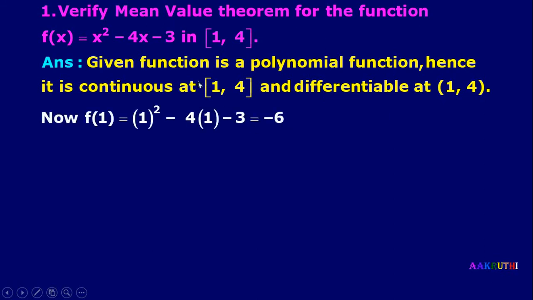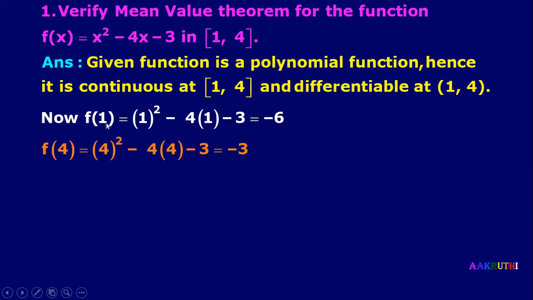So next we find f of 1. Now here the a value is 1, so we find f of 1. F of 1 is 1 square minus 4 into 1 minus 3. And 1 square is 1, minus 4 into 1 is minus 4, and it is minus 3. So it is 1 minus 4 minus 3, which is minus 6. So f of 1 is minus 6. So next we find f of 4. Here the b value is 4. So f of 4 is 4 square minus 4 into 4 minus 3. So 4 square is 16 and again it is minus 16. 16 cancels, remaining is minus 3. So therefore f of 4 is minus 3.